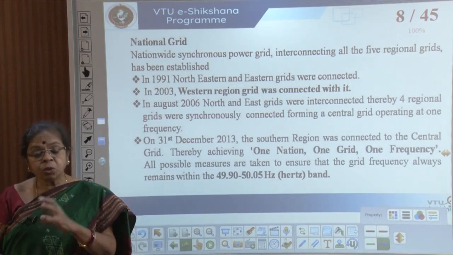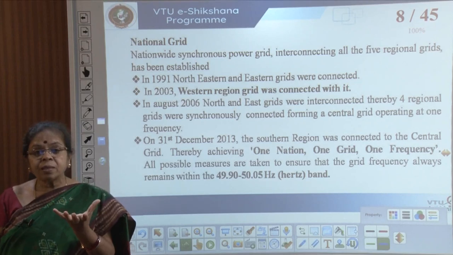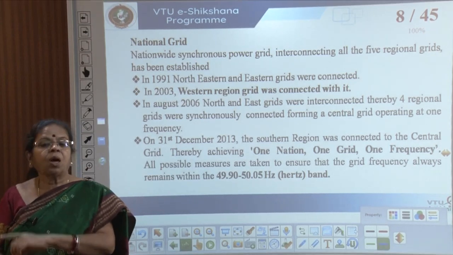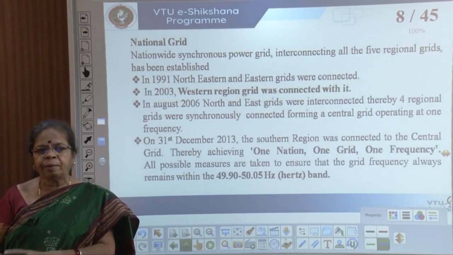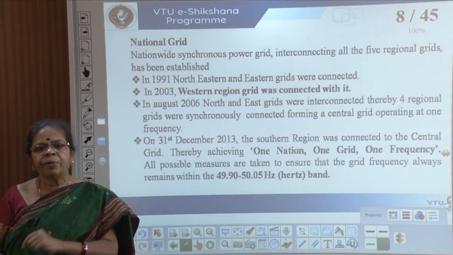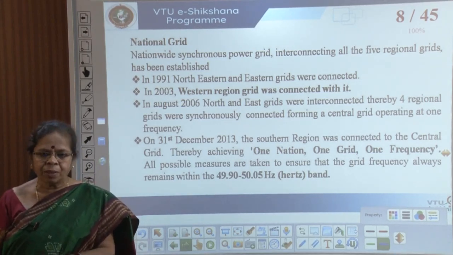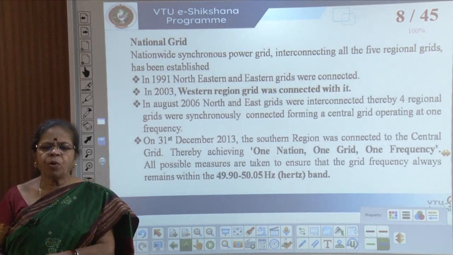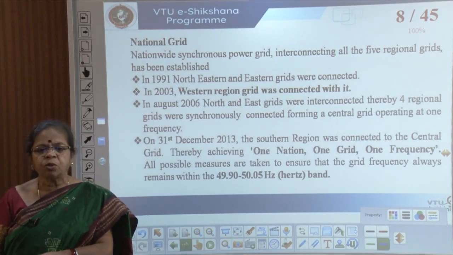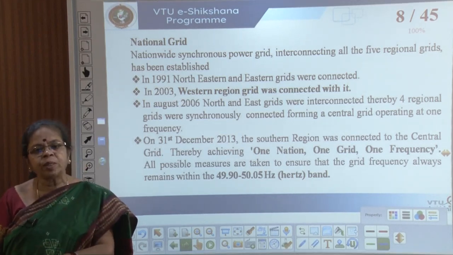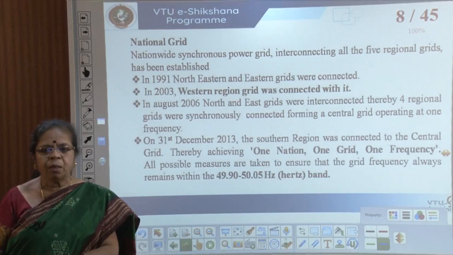And this was actually one of the reasons, the inability to operate two grids in synchronism. So now that we operate as one single grid, we need very strict adherence to the frequency. It lies in a very narrow band between 49.9 and 50.05 hertz. That is a small band. Only that much variation is permitted in the frequency operation.